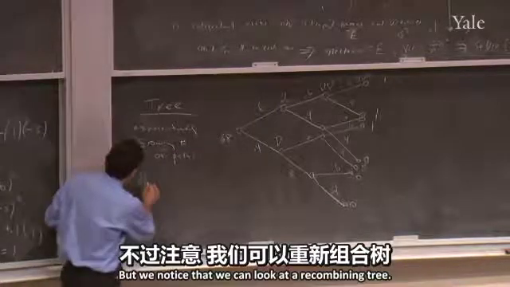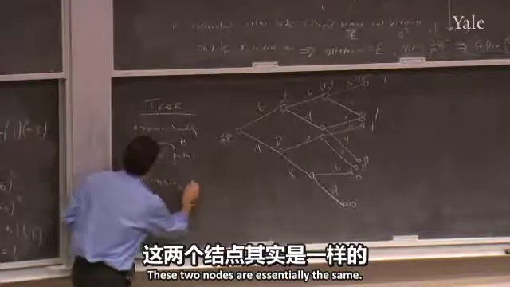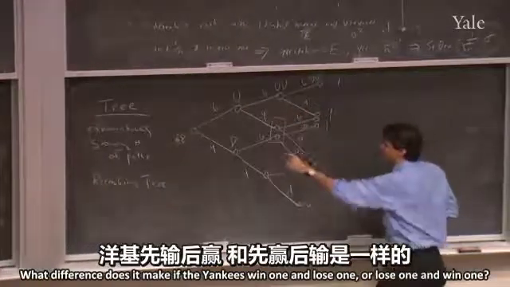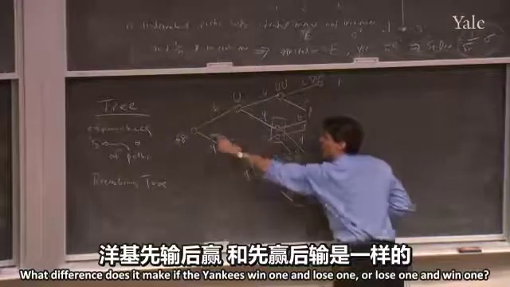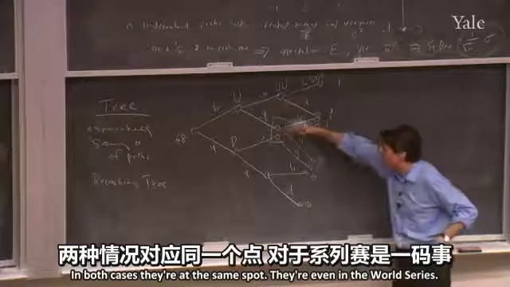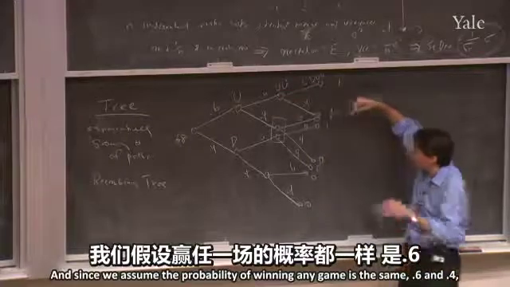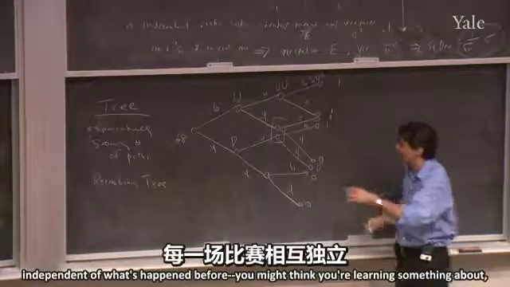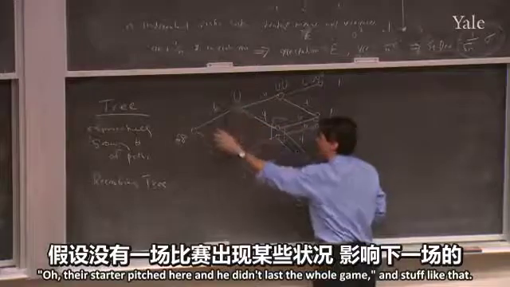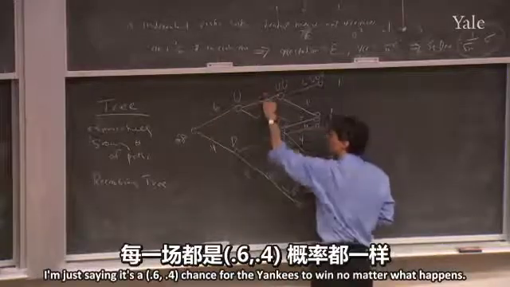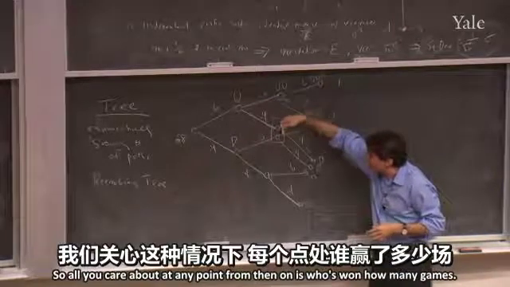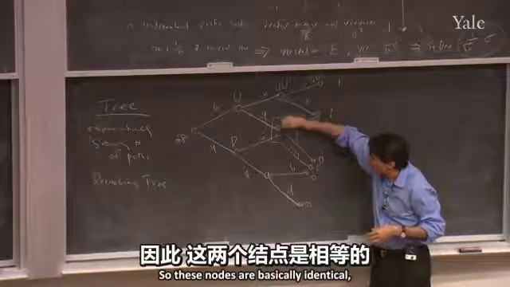But we noticed that we could look at a recombining tree. Okay, these 2 nodes are essentially the same. What difference does it make if the Yankees win 1 and lose 1, or lose 1 and win 1? In both cases, they're at the same spot. They're even in the World Series. And since we assume the probability of winning any game is the same, 0.6 and 0.4, independent of what's happened before, you might think you're learning something about, their starter pitched here, and he didn't last the whole game and stuff like that. So I'm not allowing for any of that. I'm just saying it's a 0.6, 0.4 chance for the Yankees to win no matter what happens. So all you care about at any point from then on is who's won how many games. So these nodes are basically identical.